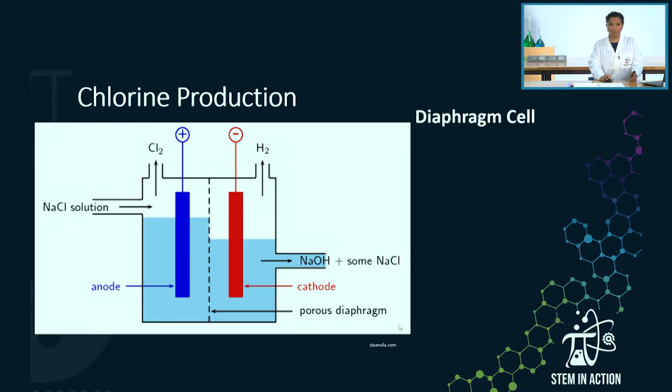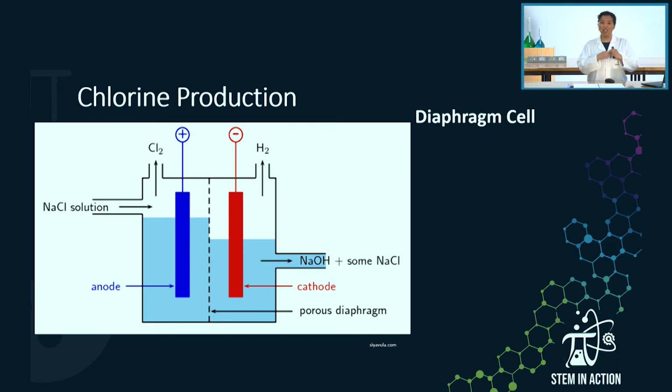The diaphragm cell. So here we have an anode compartment, we have a cathode compartment, and they are separated by a porous diaphragm. This porous diaphragm only allows cations to pass through. So we want to produce chlorine gas and sodium hydroxide in industry. What do we need? A salt. Our salt is a concentrated solution, the brine, and it enters our anode compartment.